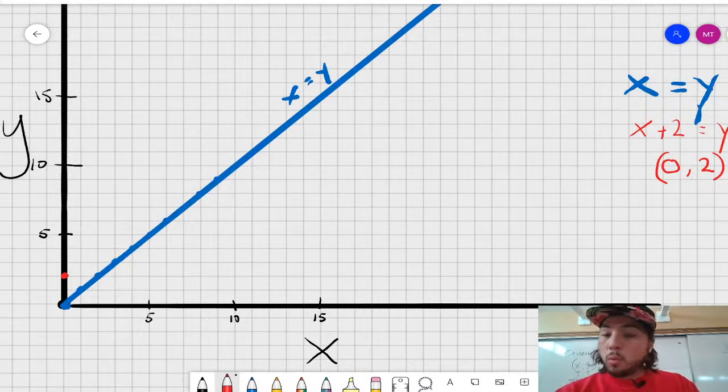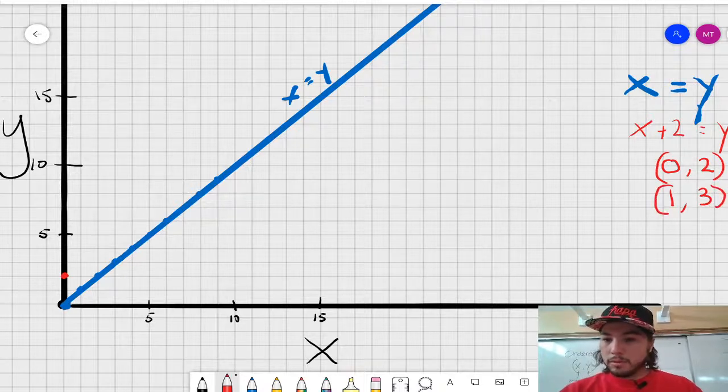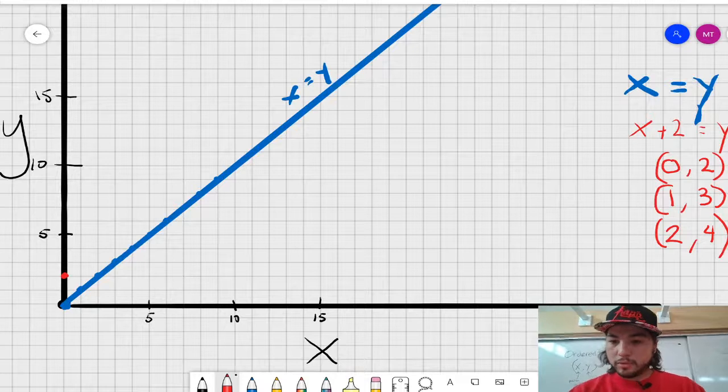What if x equaled 1? Let's say 1 plus 2 is 3. Okay, what if x equaled 2? Erase and replace. 2 plus 2 is 4. And it just goes up stepwise just like that. So we can plot those.